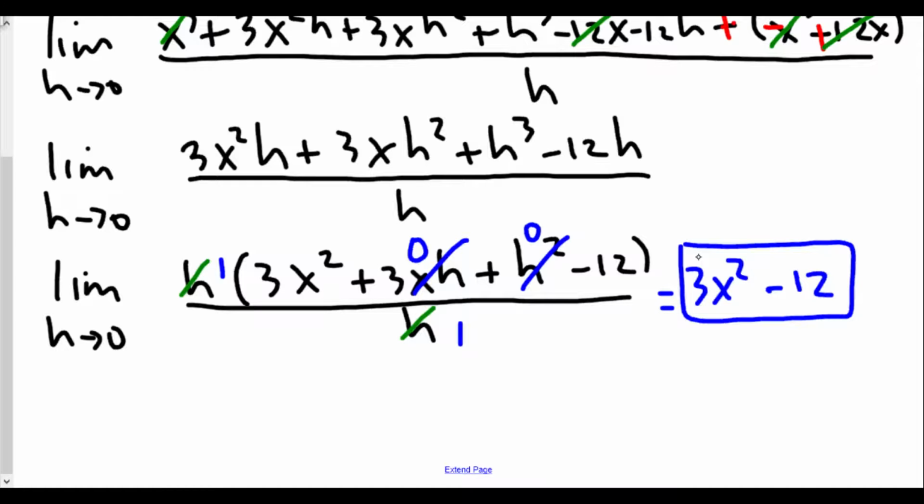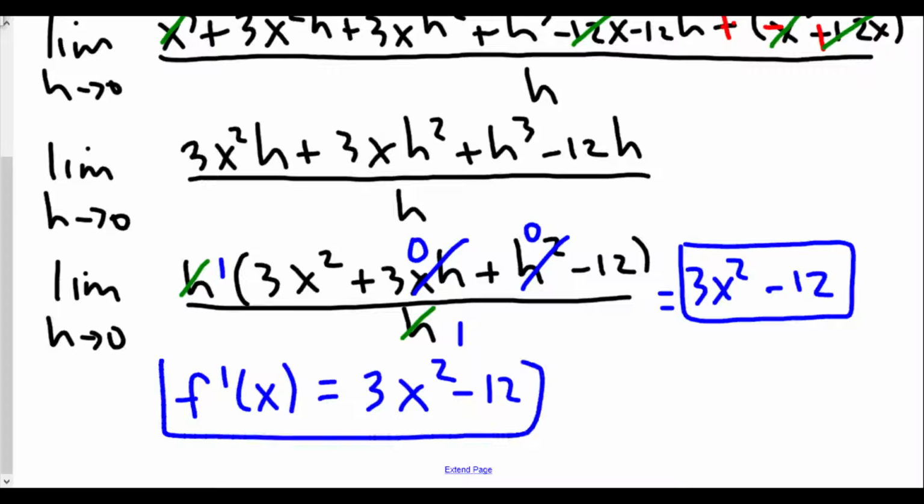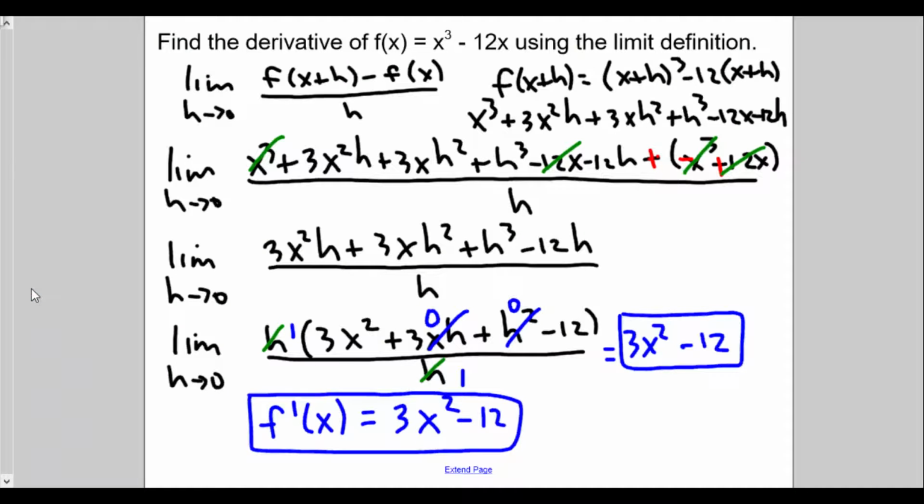This is what we call f prime of x, the derivative of the original function x cubed minus 12x, and it's going to be 3x squared minus 12. And that's our derivative using a limit, using h approaches 0. So let me just make this full screen here. Now I said I would also do it the other way as w approaches x, because there's a different way of approaching it. It's the same thing, so let's set this up as well.